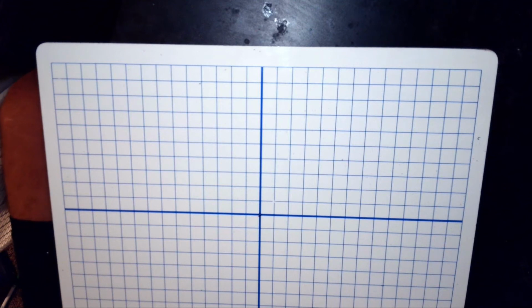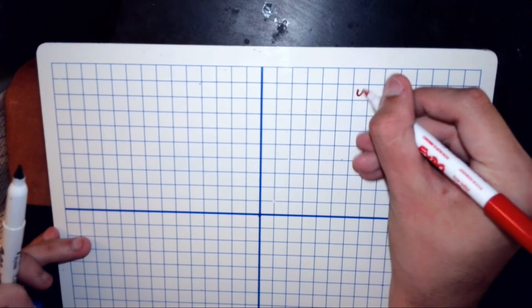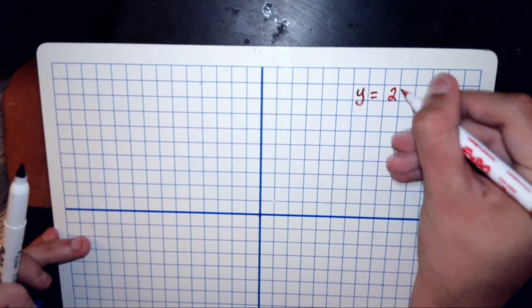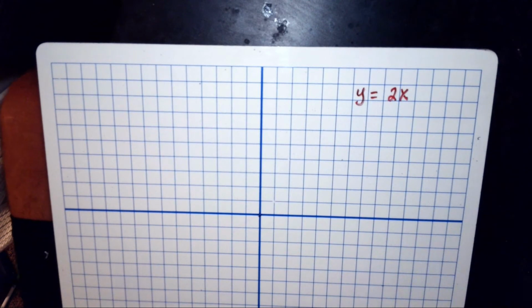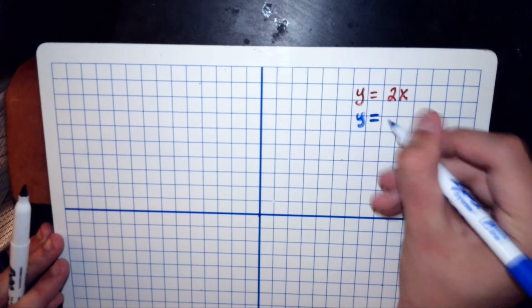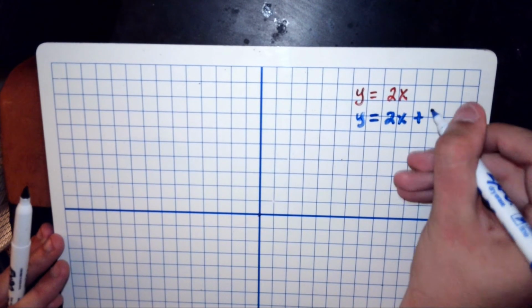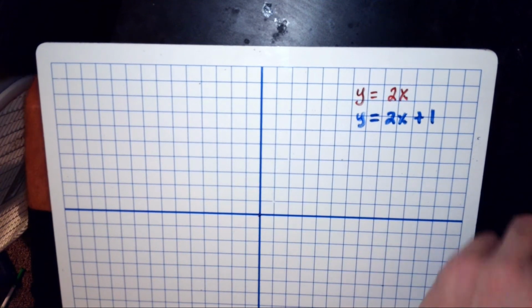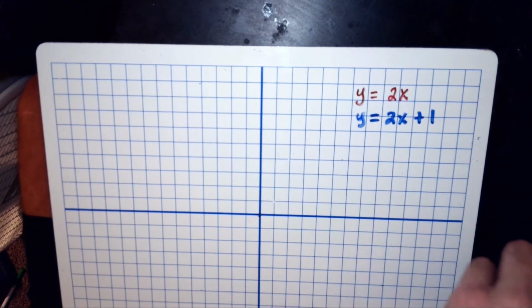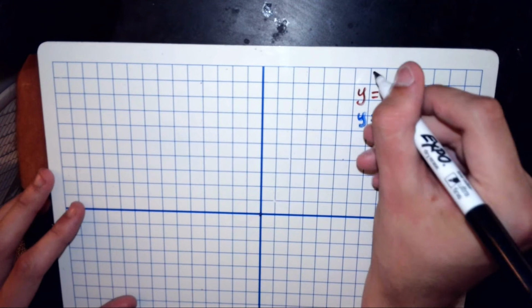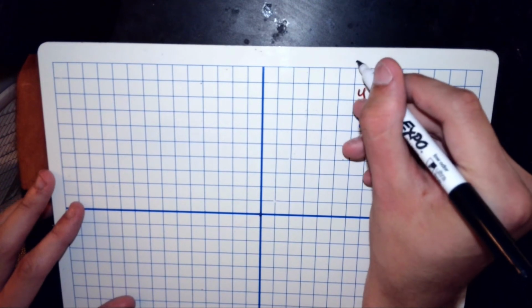So let's begin. First I'll just write out some of the lines that we want to graph. So let's say we have y equals 2x from last time and the line y equals 2x plus 1 from last time. So here's how we're going to approach this. We're going to approach it by first talking about what the slope-intercept form is.